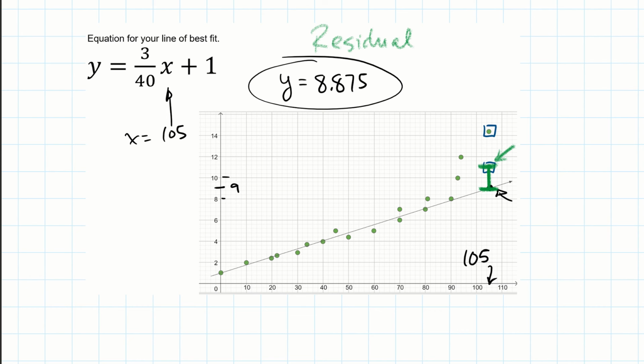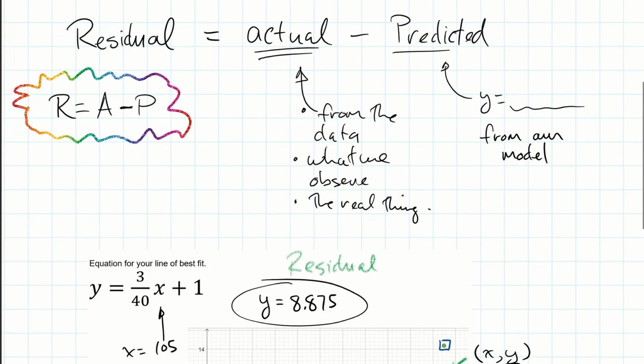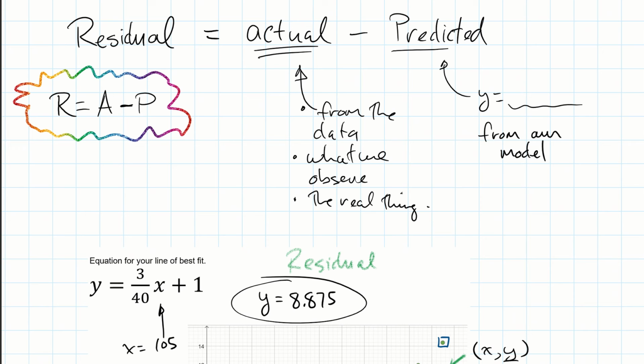And then this value right here, the y value from our observed data point, has an x and a y. The y value from our observed data point, that's the actual. So the residual is the difference between those two. So residual equals actual minus predicted. I've written it here, R equals A minus P.